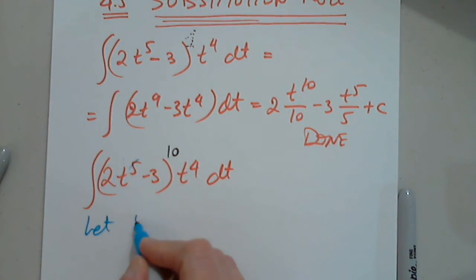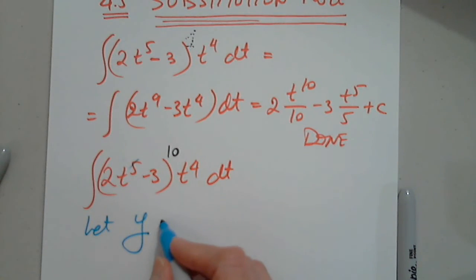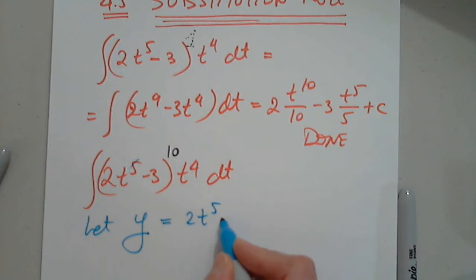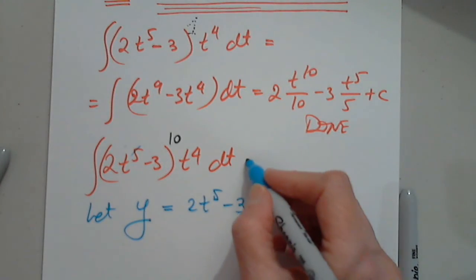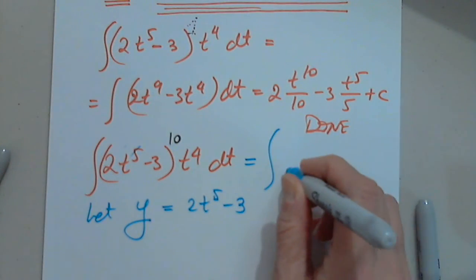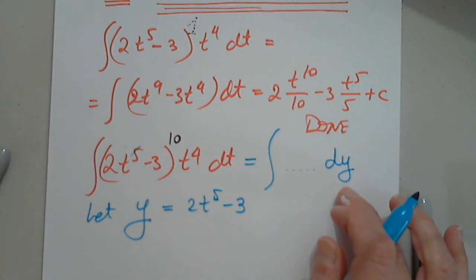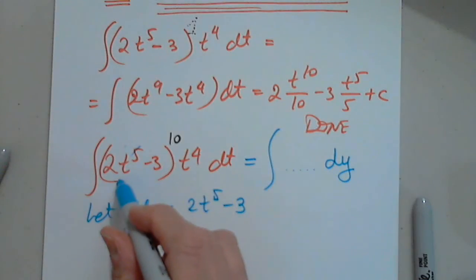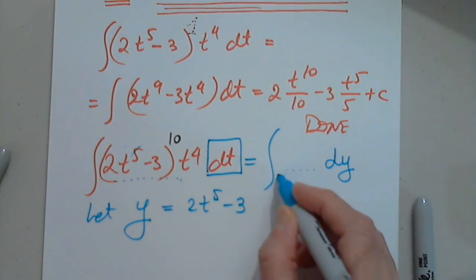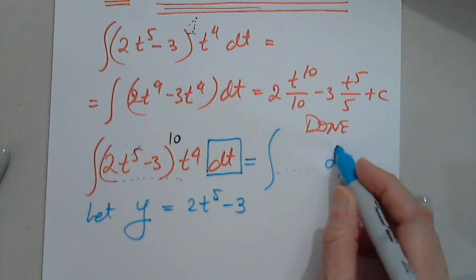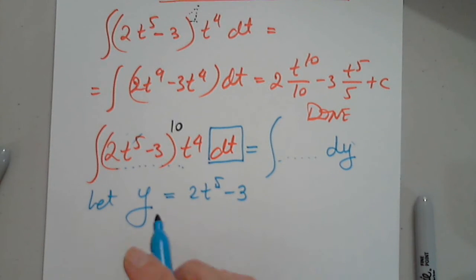I'm going to say let y, or any other letter but t, any letter you want, it doesn't matter, be 2t to the 5th minus 3. I would like to change this integral into something with y, but it has to have dy. So as you see, if the function is in t, the integral has dt. If the function is in y, the integral has to have dy.